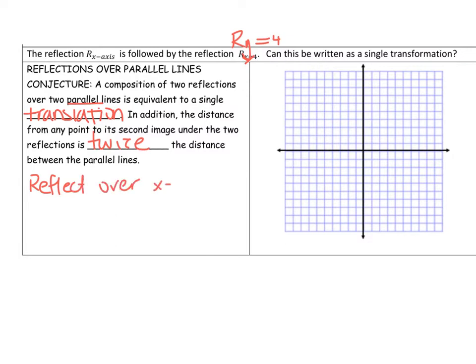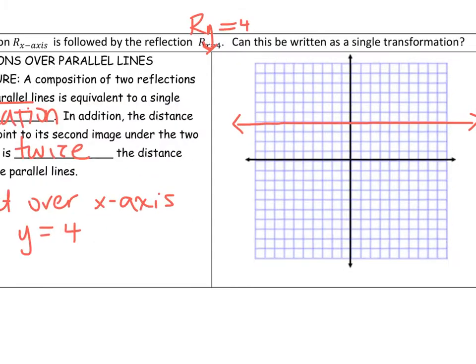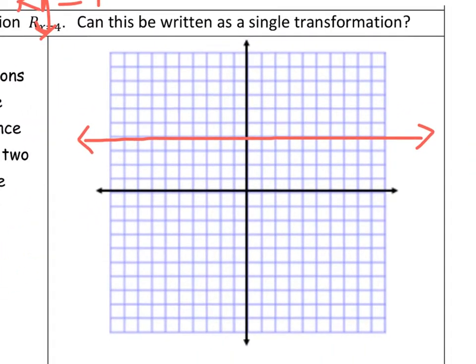over the x-axis, then reflect over y equals 4. So let's put y equals 4 in there. Y equals 4 is right here. There's a line, y equals 4. So let's take a look at what that means. Make that a little bigger.